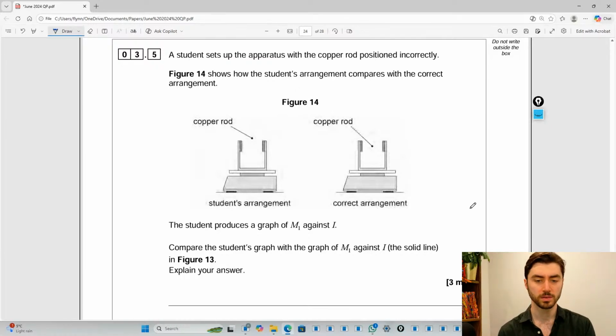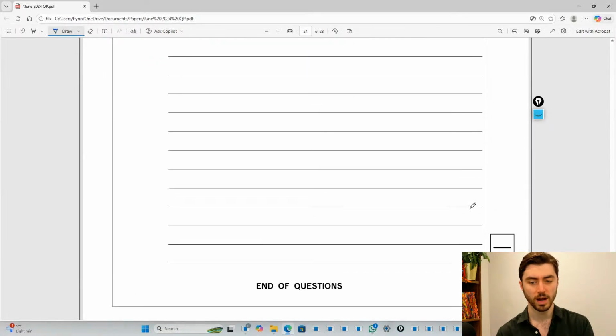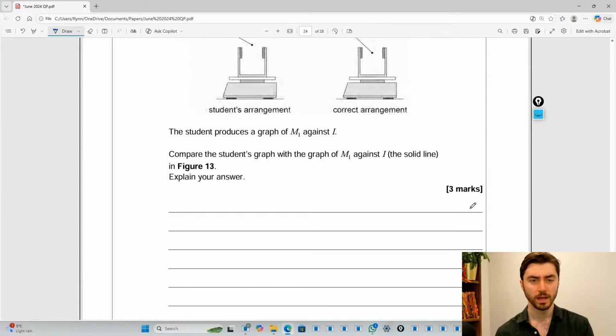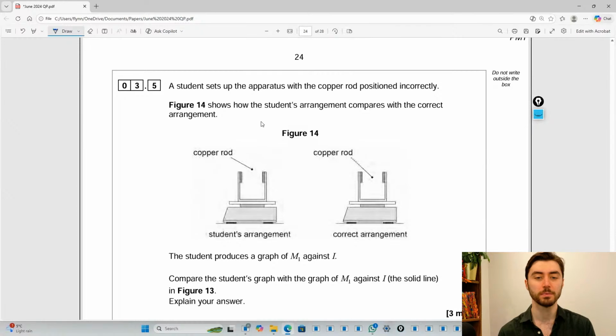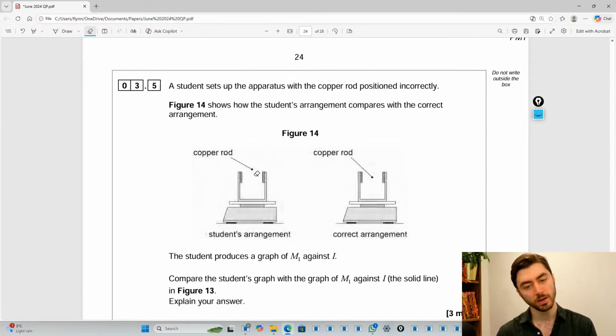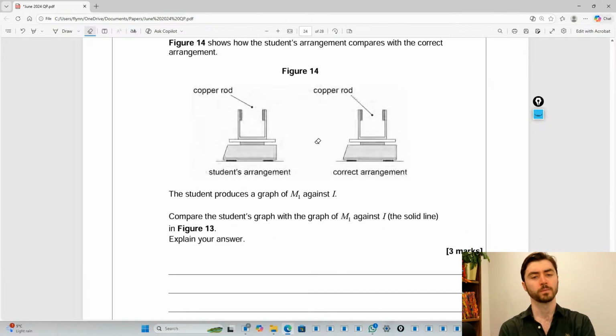Compare the student's graph with the graph of M1. Explain your answer. I'm going to say it's not in the magnetic field, so you wouldn't get variation. Although I can see this is why I hate this paper, because are we going to argue that the field is weaker, or are we going to argue that the field is 0? Because it isn't between, we know there's a uniform magnetic field between 2 magnets.